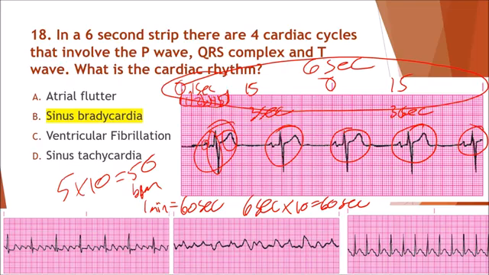And a normal heart rate should be between 60 and 100 beats per minute. So since this one is below 60, it is sinus brady. A flutter is when the atria contract more than they should. VFib is this kind of random quivering of the ventricles. This will kill you fairly quickly. And then sinus tach is any rhythm above 100 beats per minute.